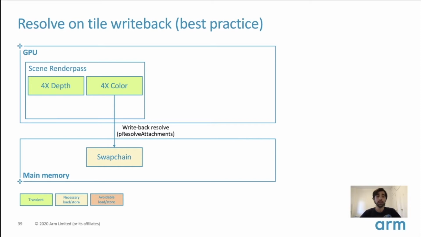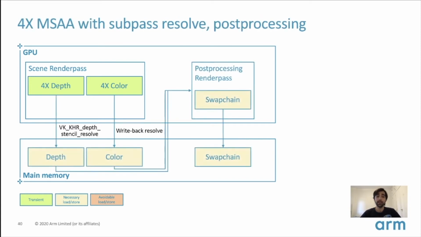To resolve the depth, you need to use an extension that has been introduced in Vulkan 1.2 as part of the core spec. And with that, you can resolve the depth. Now, why would you want to resolve the depth? So we have here a post-processing render pass. We need a separate render pass because for this particular post-processing effect, we are accessing the neighbor pixels. So that means we cannot use subpasses. And then we are using both the depth and the color to carry out this specific effect.